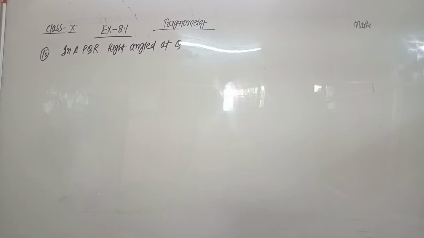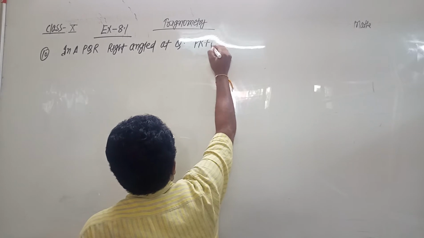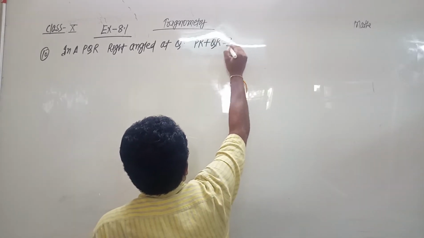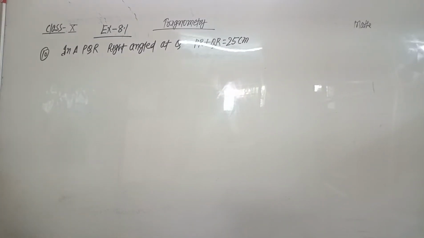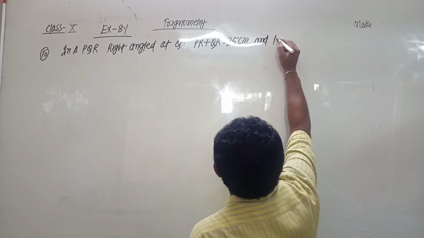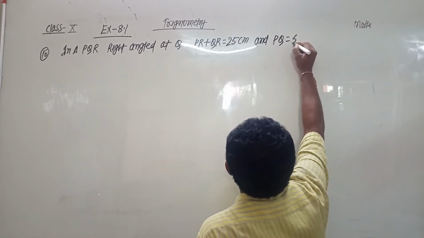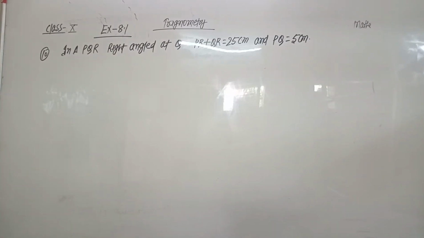PR plus QR equals 25 centimeters, and PQ equals 5 centimeters. Then find the value of sin P, cos P, tan P.